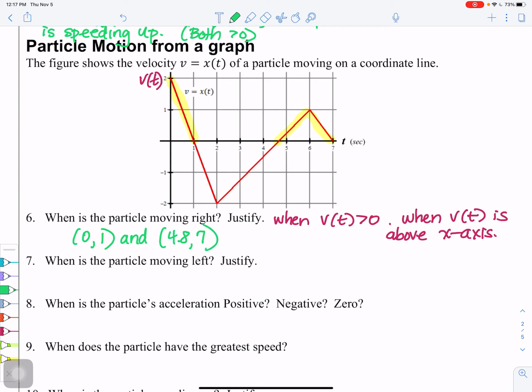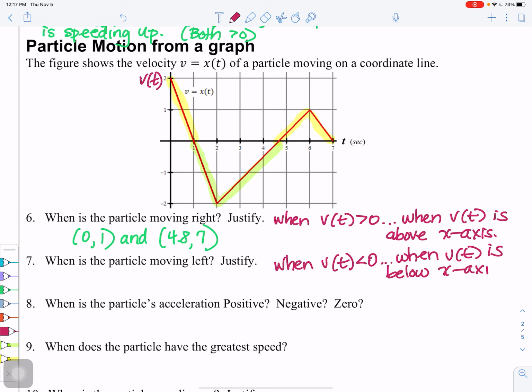Now let's go ahead and see, when is the particle moving to the left? Well, that's when the velocity is below the x-axis. So that is when the velocity is negative, which is when the velocity is below the x-axis. And when is that? From time 1 to 4.8.